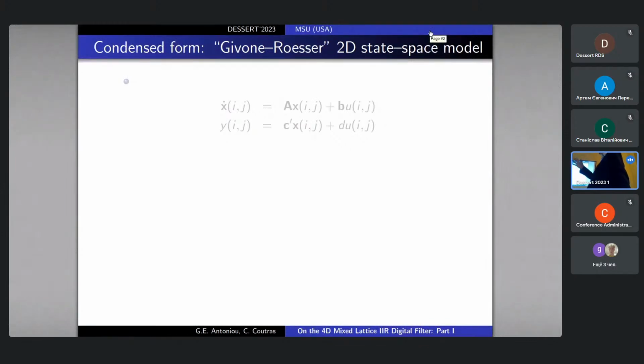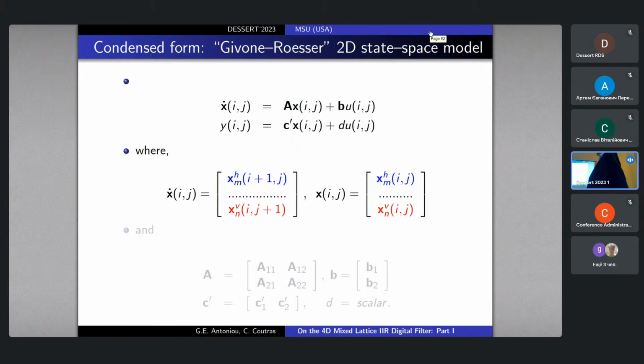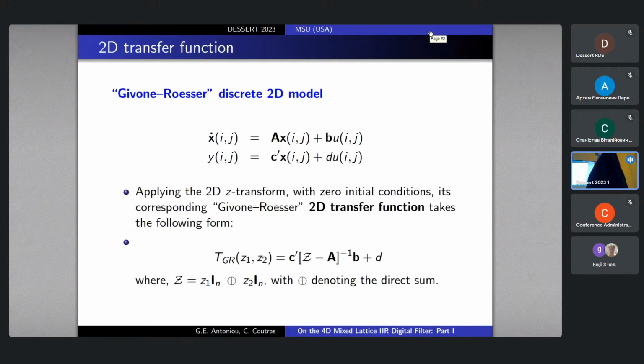So therefore, we can make a condensed form of the model. This is the horizontal, and this is the vertical, only top and bottom. This is the initial model, okay, and the matrices. So this is the Roesser, the classical 2D state space model. Okay, now, again, we can apply the 2D transform, and this is, again, the transfer function with the z's on the top, z1, z2 on the bottom.